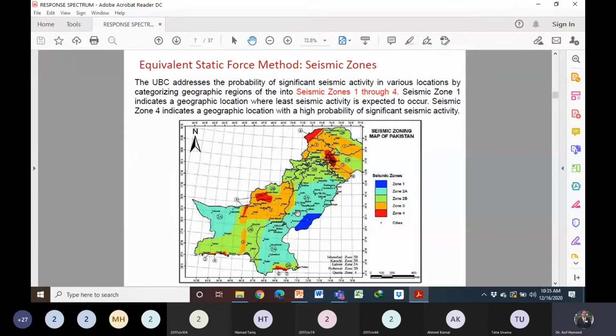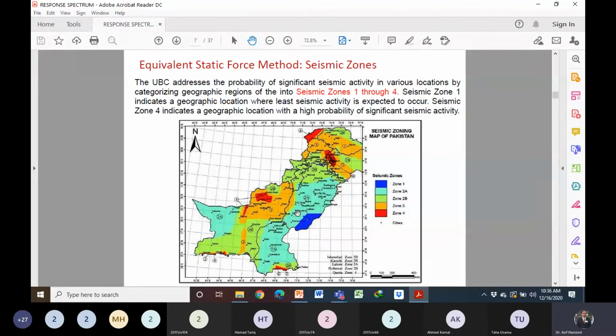Proximity of the seismic activity means the distance of the site from the active fault, that is, where your location is from the epicenter. The third factor: probability of occurrence of a certain earthquake. How much is the probability? What type of magnitude and intensity of earthquake can come at that location, at that site. So these are the three factors.